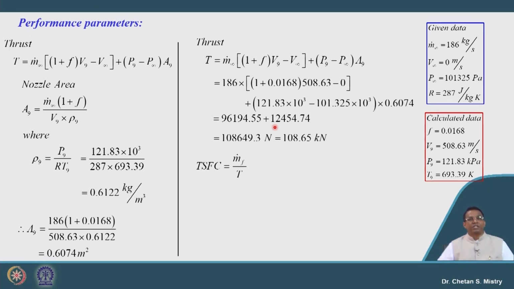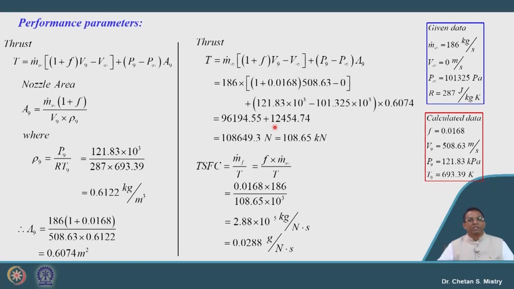Okay. Now, the next parameter we have is thrust specific fuel consumption. This thrust specific fuel consumption is given by m dot f divided by T. This m dot f value we can write as f into m infinity, since we have done our calculation for f, and we know what our thrust is now. Based on that, the thrust specific fuel consumption is coming to 0.0288 gram per Newton second. So, this is our next parameter, the thrust specific fuel consumption.